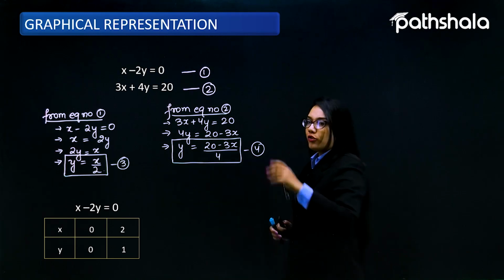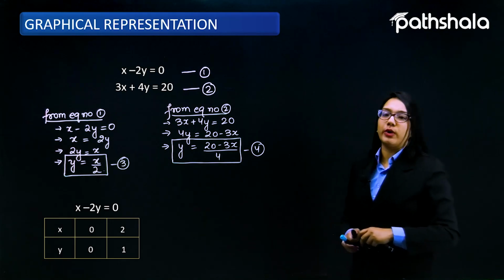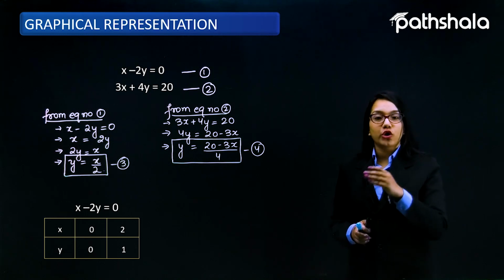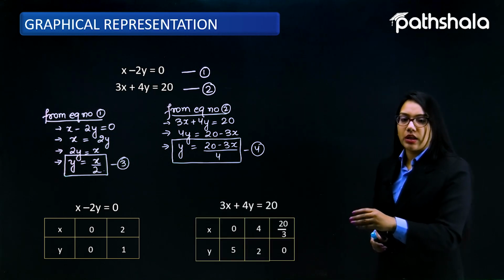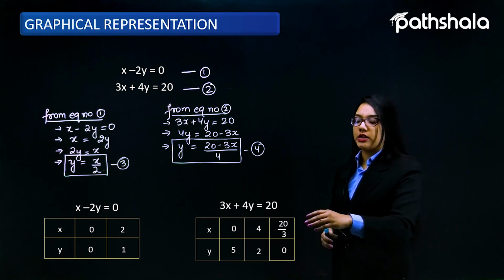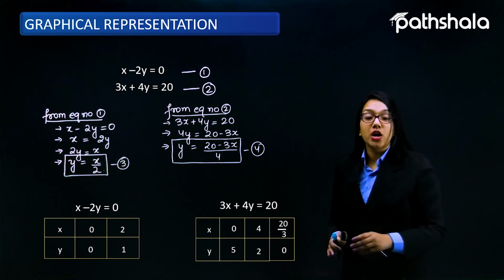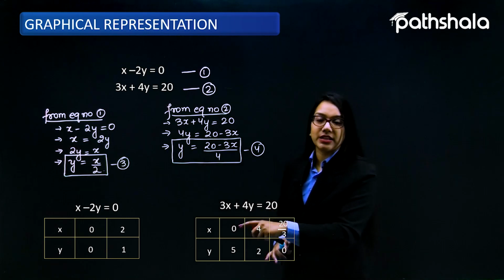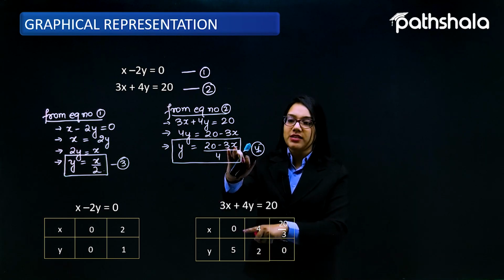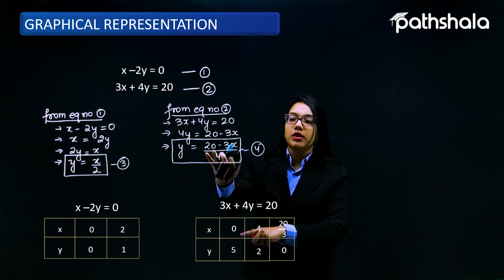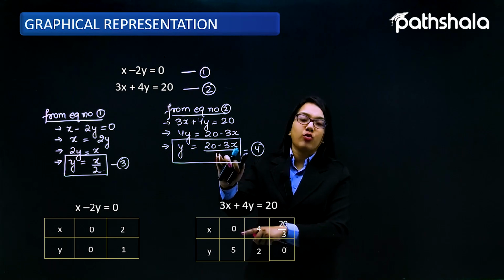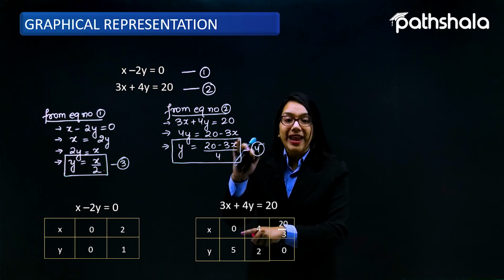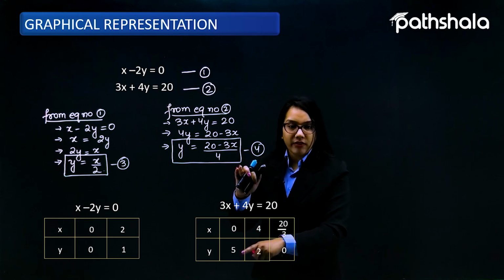Now let's move on to the fourth equation. Here we will find three coordinates. For x being 0, let us take x as 0. For x 0, I am getting y as 20 minus 0 by 4, that is 20 by 4, and this is nothing but 5. So for x being 0, I am getting y as 5.